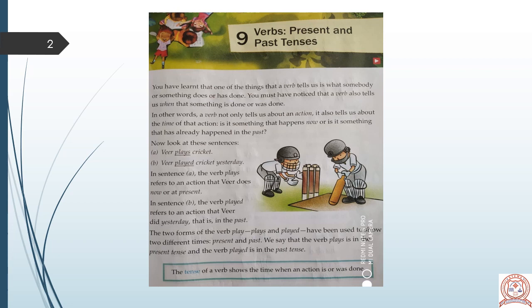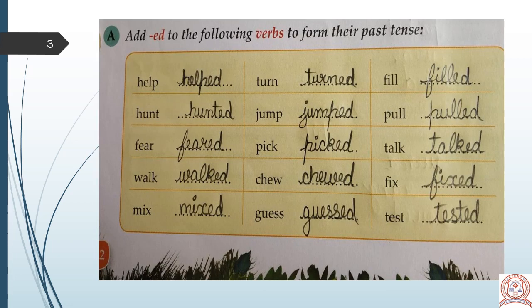The tense of a verb shows the time when an action is or was done. सेंटेंस के टेंस हमें ये बताते हैं कि जो एक्शन है वो कब हुआ है, अभी हुआ है या पहले हुआ है. पेज नंबर 32, past tense.